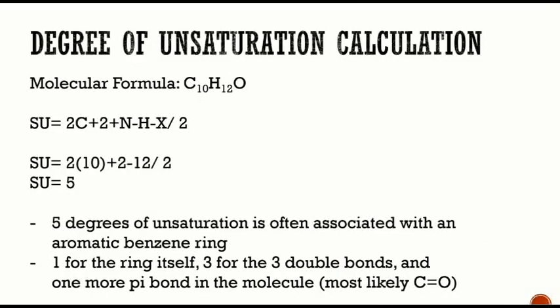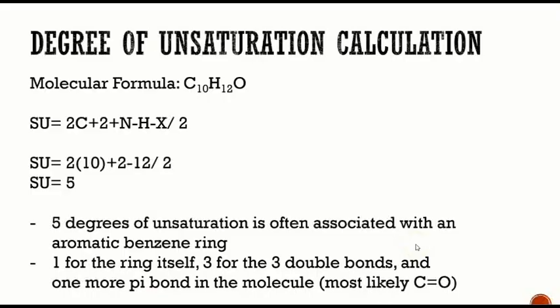First, what we want to do is to discover the degree of unsaturation, and we calculate that using the formula as we see here, where it's 2 times the number of carbons plus 2 plus any nitrogens minus the hydrogens minus the halogens, and divided by 2. We see that the degree of unsaturation using that formula is going to be 5.